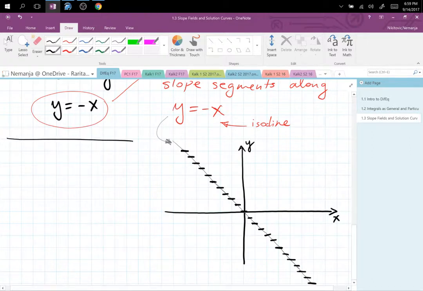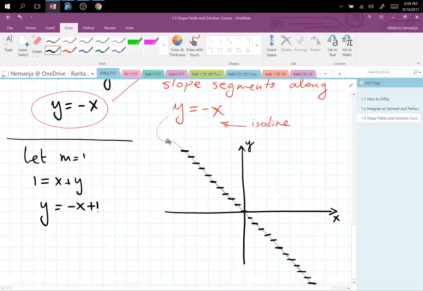Now, let m be 1, in which case 1 is equal to x plus y, so y is equal to negative x plus 1. So now I need to draw the isocline, which is a linear line, negative x plus 1. Okay, I can graph basic things quickly. So it's going to be parallel to our previous line.